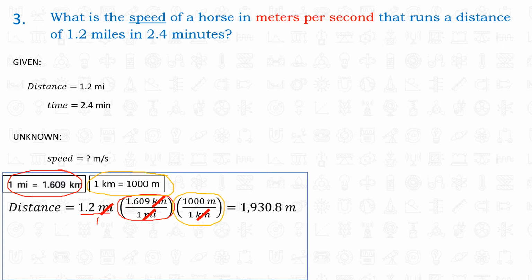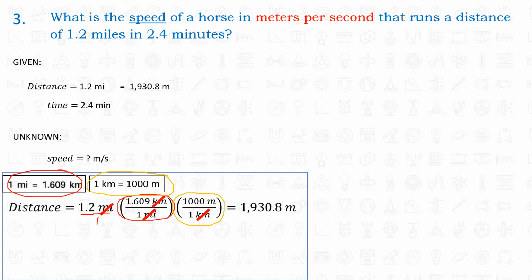So now our next step is to multiply all of the top numerators, and we'll get 1,930.8 meters. And then obviously, if you divide that by 1, it's going to stay. So I'm going to move that up top, as you can see. So 1.2 miles is equal to 1,930.8 meters. And so we're good there.